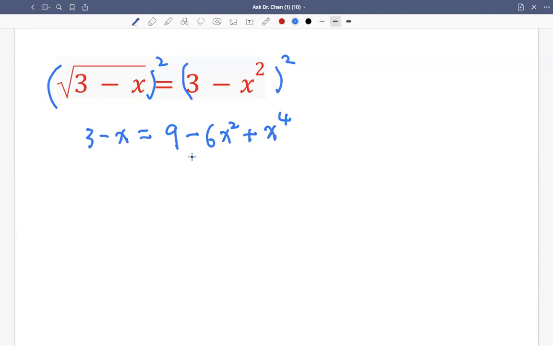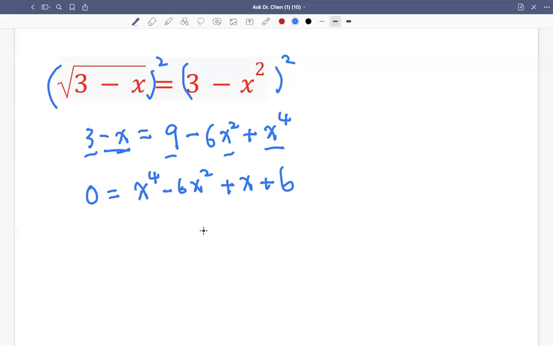Now, we want to move everything to one side, make one side 0. So let's see, we move 3 and negative x to the other side. So we have x raised to the 4, and we want to write in order, right? So this is degree 4, degree 2, this constant is degree 0, this is degree 1. So we have x to the 4 minus 6x squared. Now this negative x moved to the right-hand side becomes positive x. Positive 3 moved to the right-hand side becomes negative. So 9 minus 3 becomes 6.